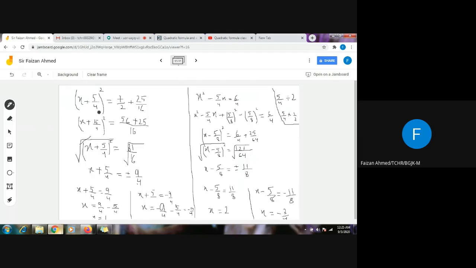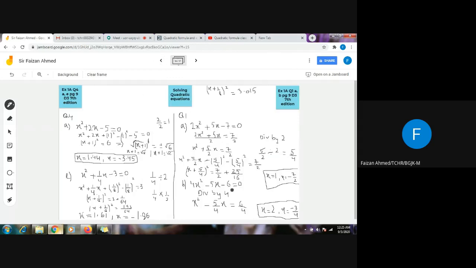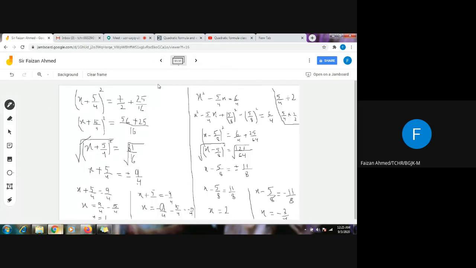This was (x + 5/4)² = 7/2 + 25/16. I have to recheck it. Yes, this is the same thing. And now I will take the LCM of 16 and 2. The LCM will be 16.